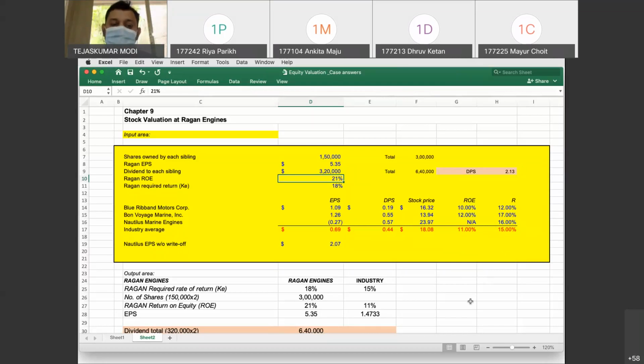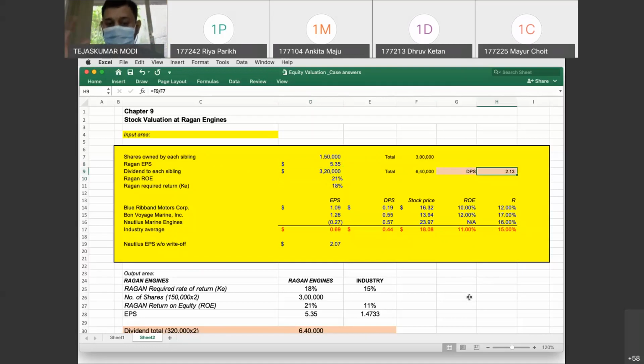So EPS is earning per share. So that is the earnings of the company. So what is the earnings of the company, beta? 5.35. Can you follow this? Yes, sir. How much is distributed as dividend per share? 2.13. So can I say the remaining amount is retained in the business? Yes. What is retention ratio?